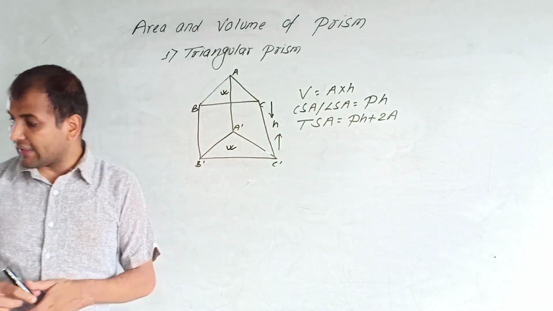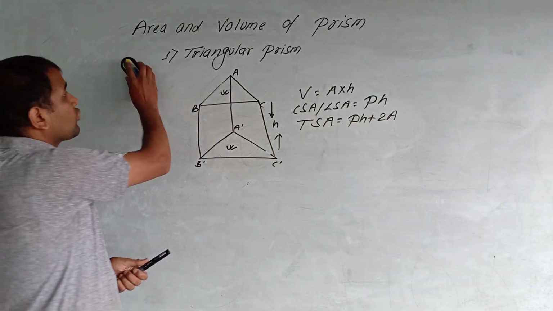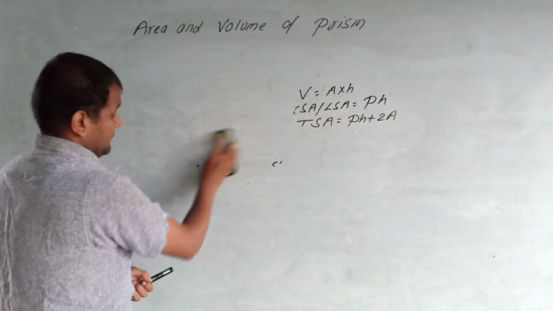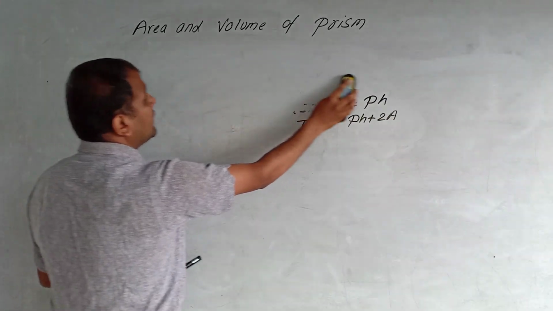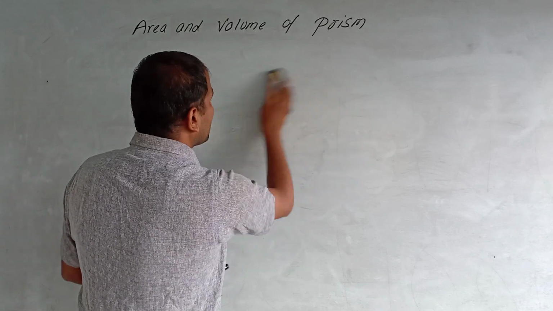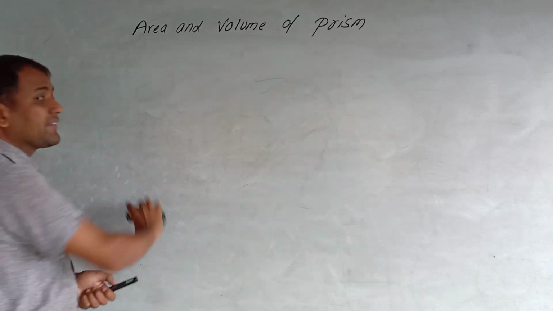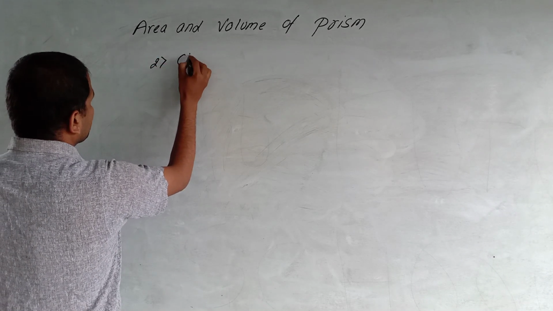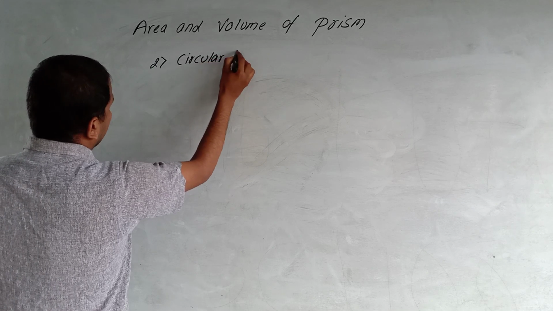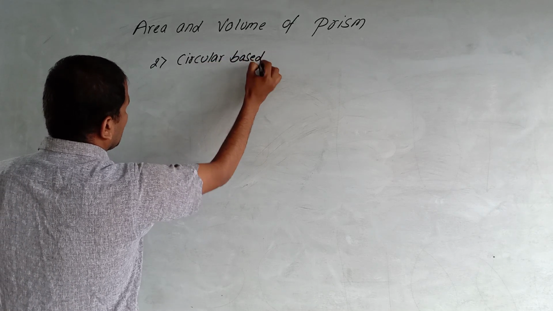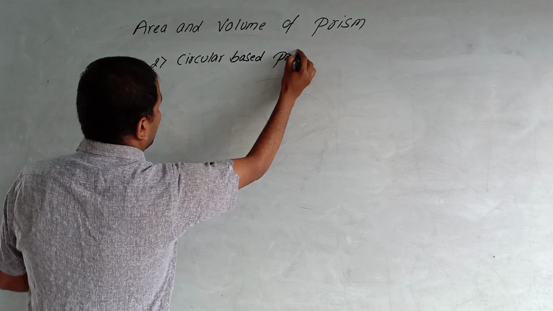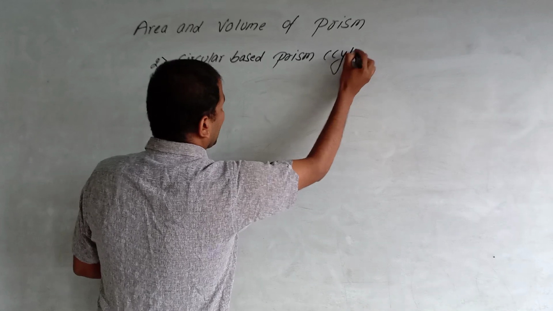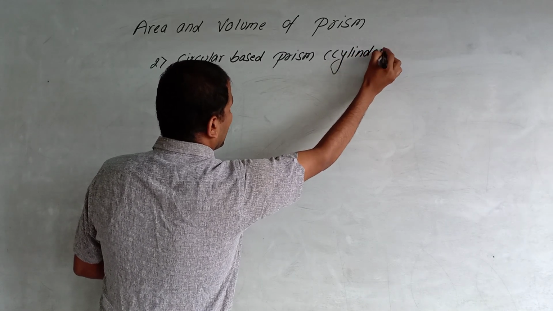Okay, next one is the circular based prism, that is cylinder. If the base of the prism is circular, the type of geometrical figure is said to be a cylinder. Number two, circular based prism, that is cylinder, C-Y-L-I-N-D-E-R, cylinder.